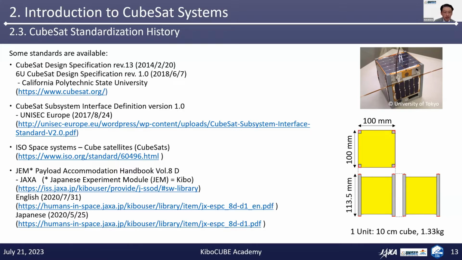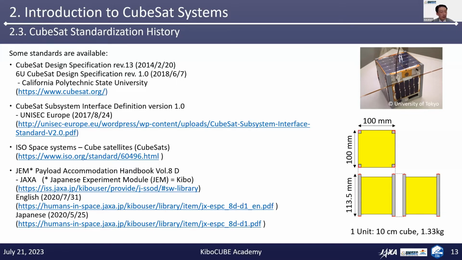The fourth one is the JEM Payload Accommodation Handbook, Vol. 8D, released by JAXA. I think this is the most important and relevant document for you when you apply for a launch opportunity through KiboCUBE Academy. JEM stands for Japanese Experiment Module, which is another name for the Kibo module. Both English and Japanese versions of Revision D are available here.